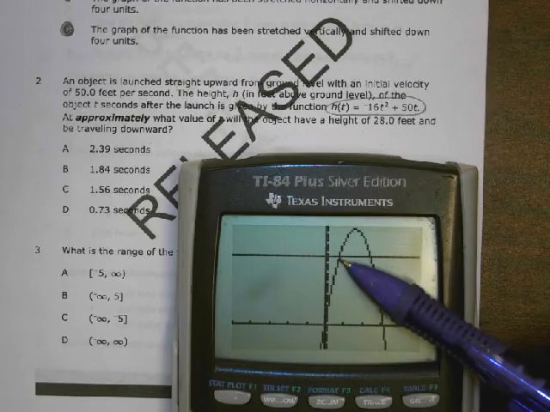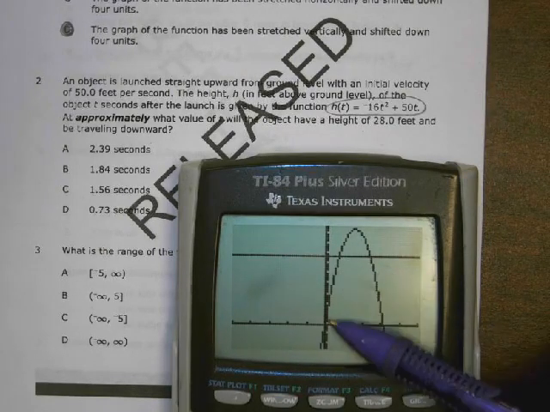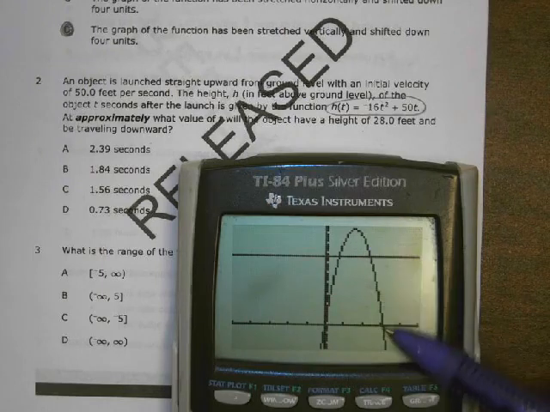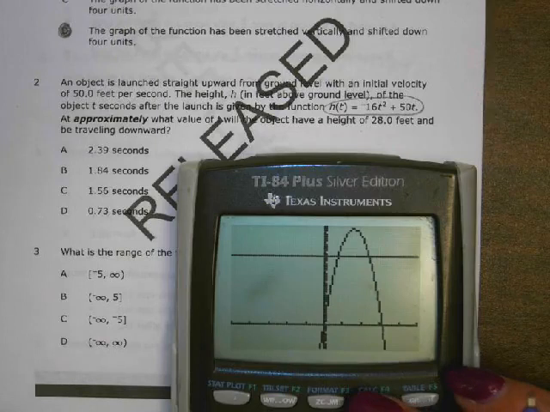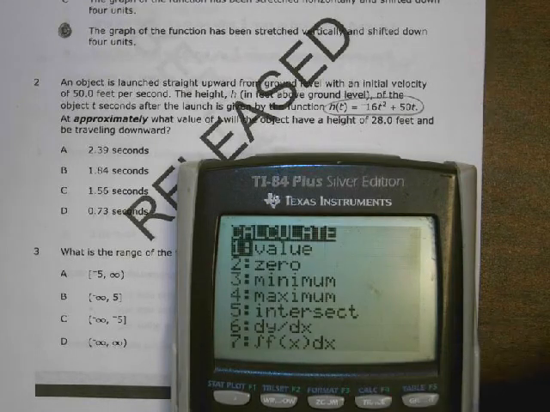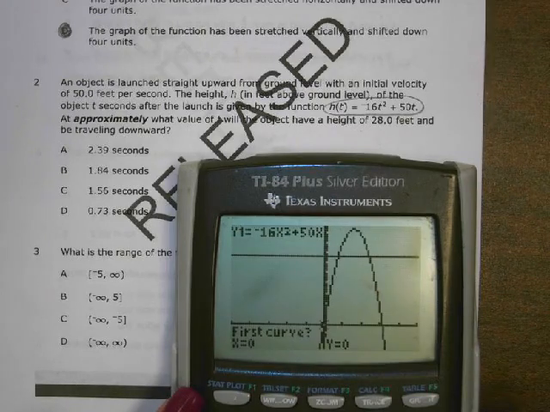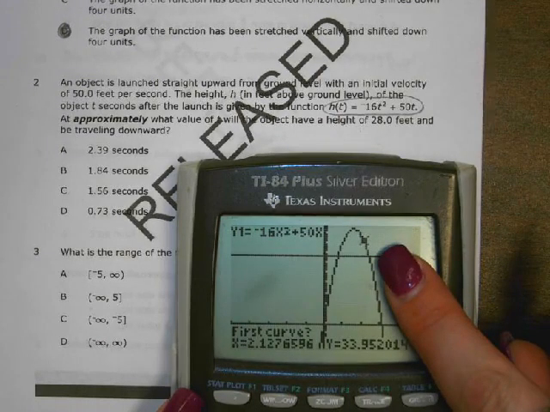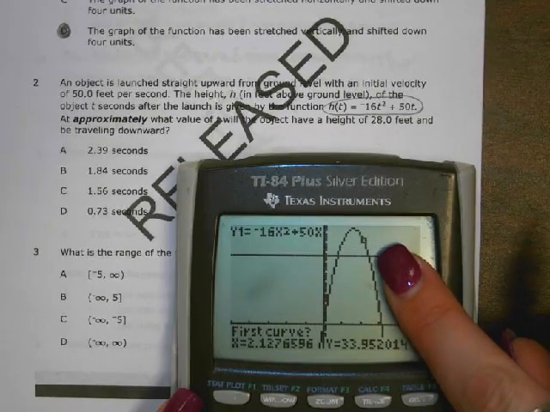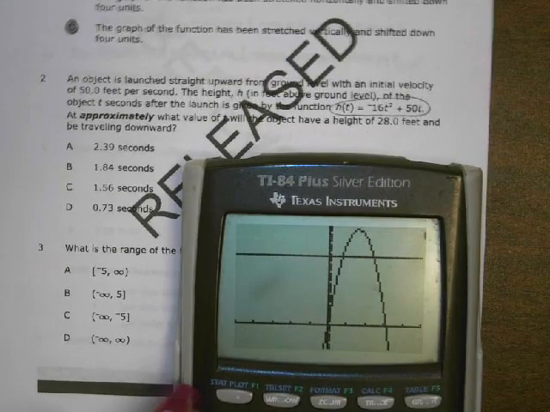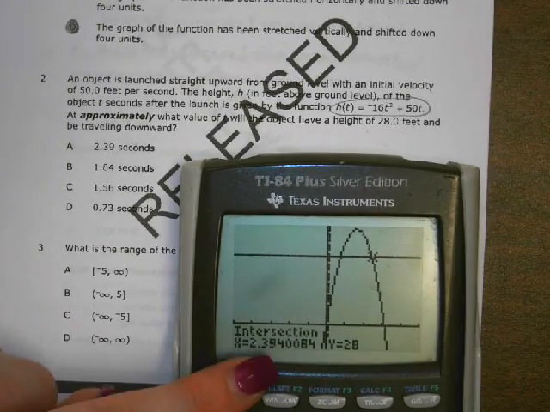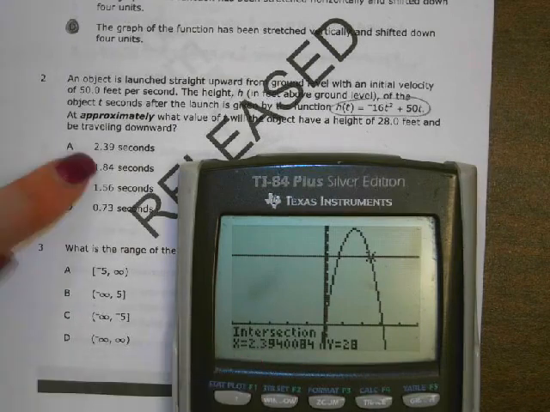And then I can see this is when it first reaches a height of 28 on its way up in the air, and then this is the height of 28 on the way down, and that's what they wanted when it was traveling downward. So now I'm going to do second trace, and I'm going to find the intersection of those two equations. Now remember, when you find the intersection, you don't have to have the cursor perfectly on the intersection, it just has to be close. So the intersection is at 2.394.